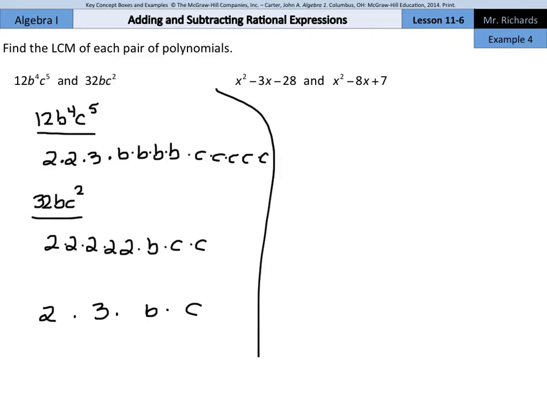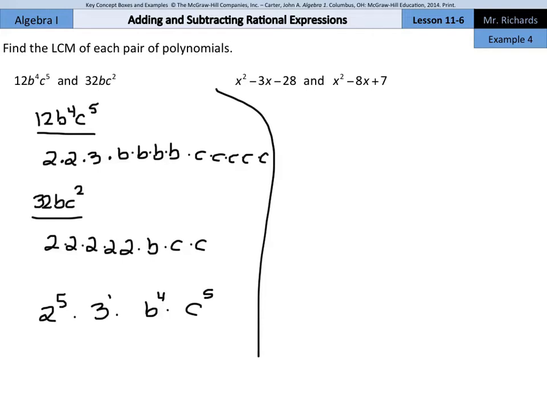What we want to do is use each prime factor the greatest number of times it appears in any of the factorizations. And so we have a 2 twice here, but we have a 2 5 times there, so that would be 2 to the 5th. We have a 3 once and none, so this would be 3 to the 1st. b, we have 4 times here and only 1 time there, so that's b to the 4th. And for c, we have c to the 5th and just 2 c's here, so that would be c to the 5th.